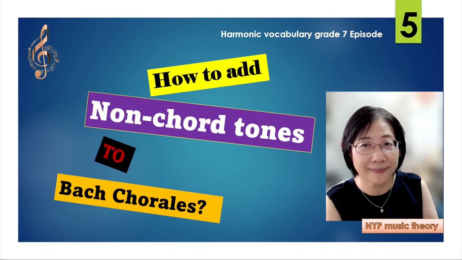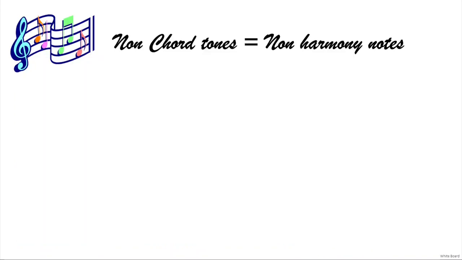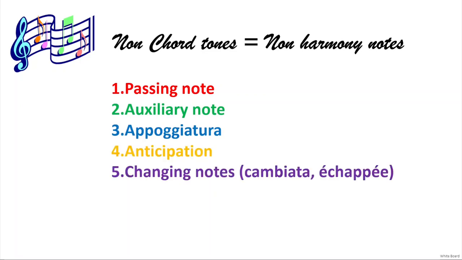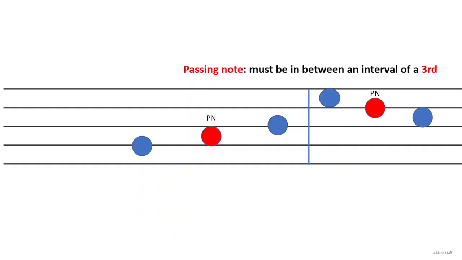Let's get started. Non-chord tones are equivalent to non-harmony notes. We'll look at 7 types. Number 1, passing note. Number 2, auxiliary note. Number 3, appoggiatura. Number 4, anticipation. Number 5, changing notes. 6, suspension. And number 7, retardation.